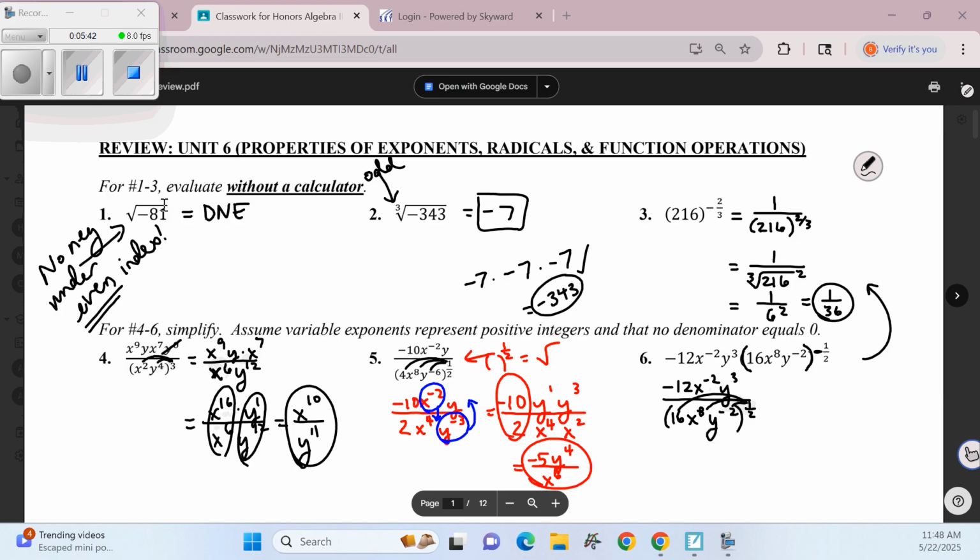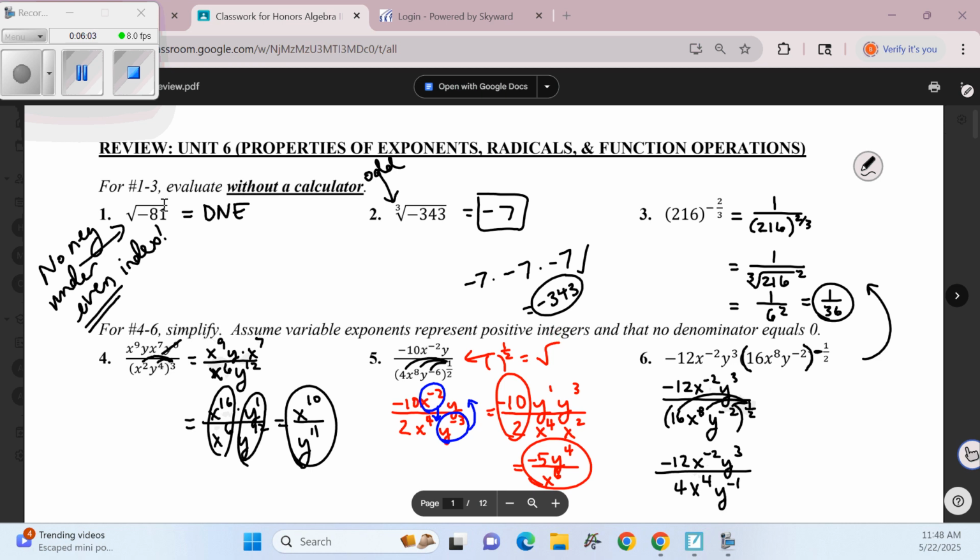It's really like taking the square root. So the numerator, I'm going to just leave alone for a moment. This is 16 to the 1/2, which is 4, right? Because the square root of 16 is 4. X to the 8th to the 1/2. We're going to multiply those exponents, so x to the 4th, and then y to the negative 1.